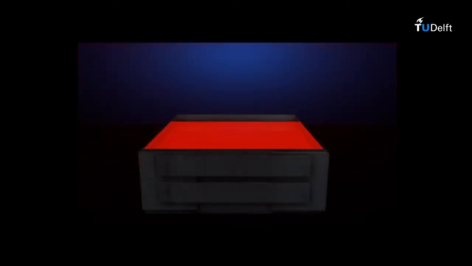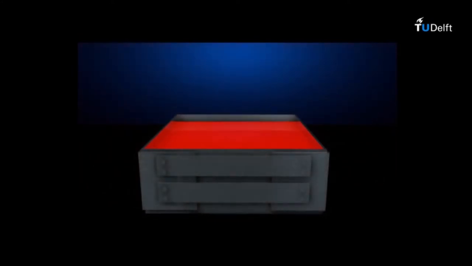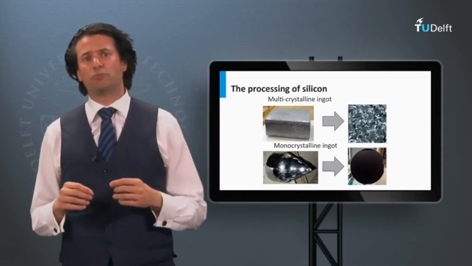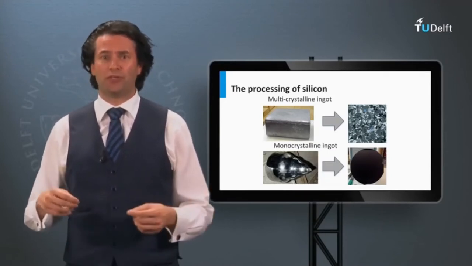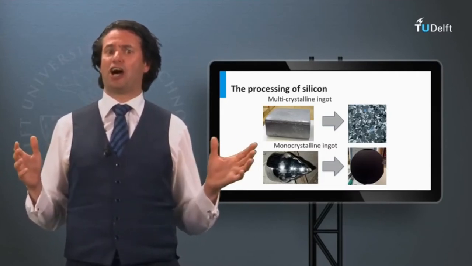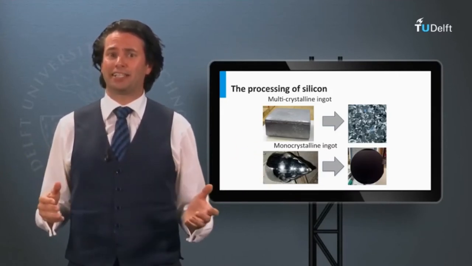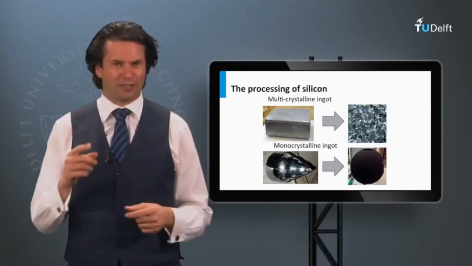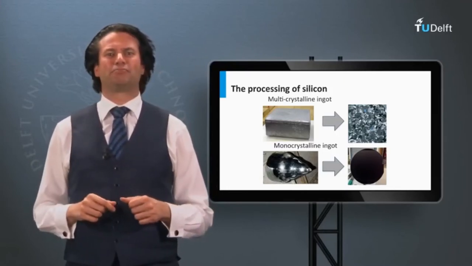If the melting and the solidification occurs in the same crucible, it is referred to as directional solidification. The cross-section of a multicrystalline ingot can go up to 70 by 70 centimeters, and the height is typically 25 centimeters. Now we know how to produce monocrystalline and multicrystalline ingots. How do we make wafers out of them? The answer is sawing, as you can see in the next animation.